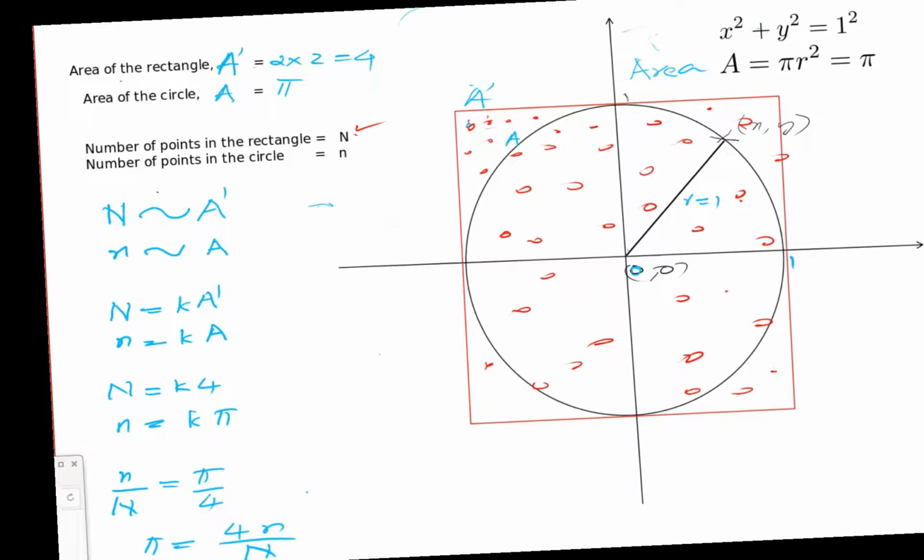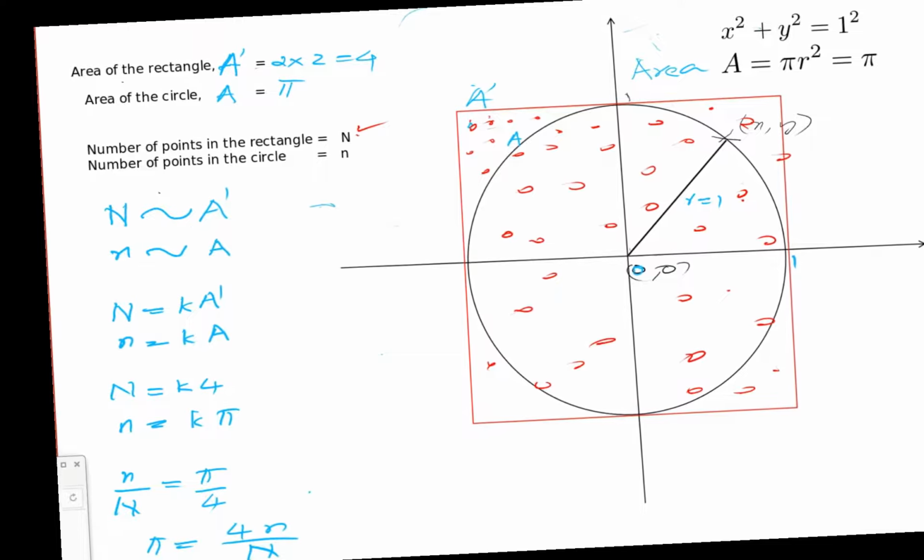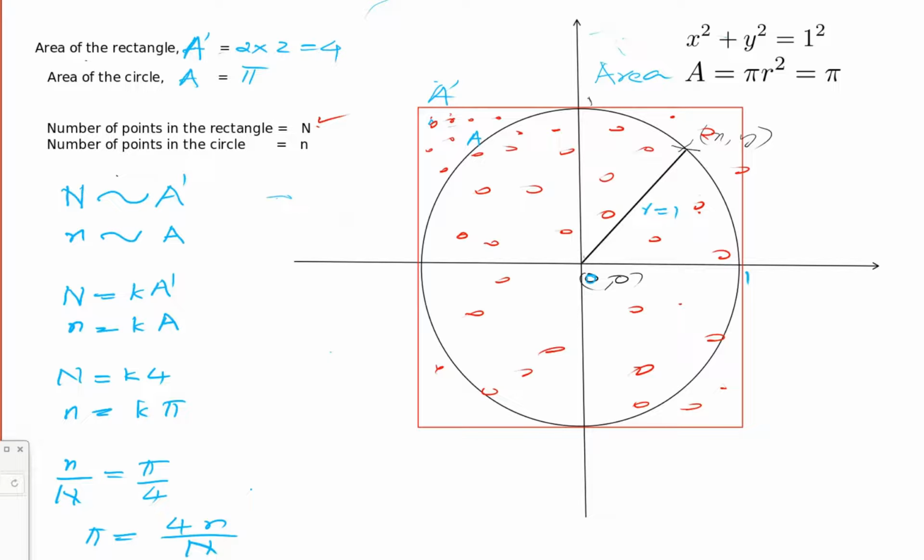That is, by just putting points in the rectangle, which should be distributed uniformly across the rectangle, and then counting the number of points in the rectangle and the number of points within the circle, we could find the value of pi. The only thing is, these points should be distributed randomly and uniformly across the rectangle. As the number of points increases, the accuracy of the value of pi will increase.